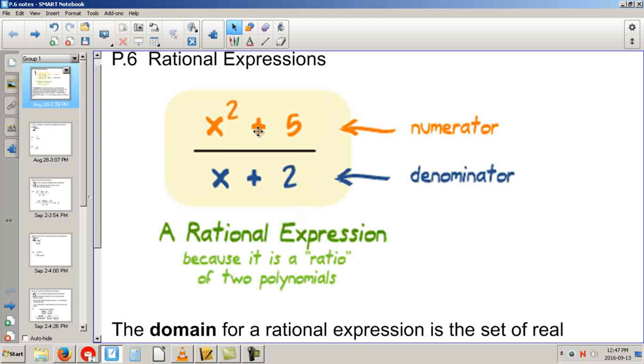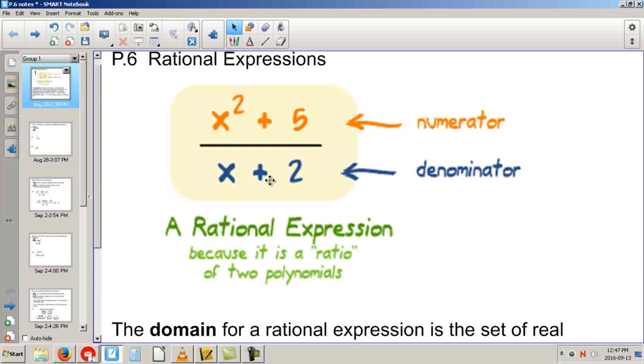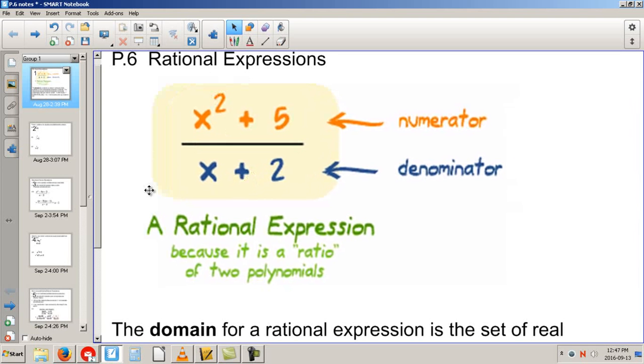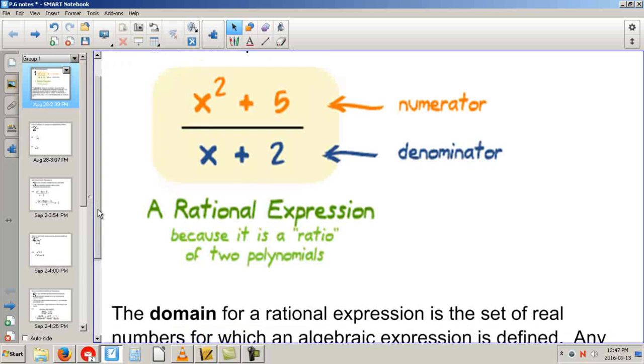So on top you'll see an x with some stuff going on, and then on the bottom you'll see that as well. Notice the top has x squared, bottom has x. That doesn't matter right now. We're not getting too carried away. But we have a numerator, we have a denominator, so we have a rational expression.